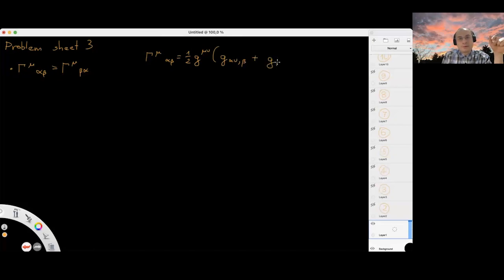But that's a different thing than proving the converse statement. So we have already proved that if the connection is metric, so we have g alpha beta covariant derivative mu equal to zero, and this thing over here, then we need to have that. But we have not proved that this formula indeed satisfies the condition we have imposed in the first place.